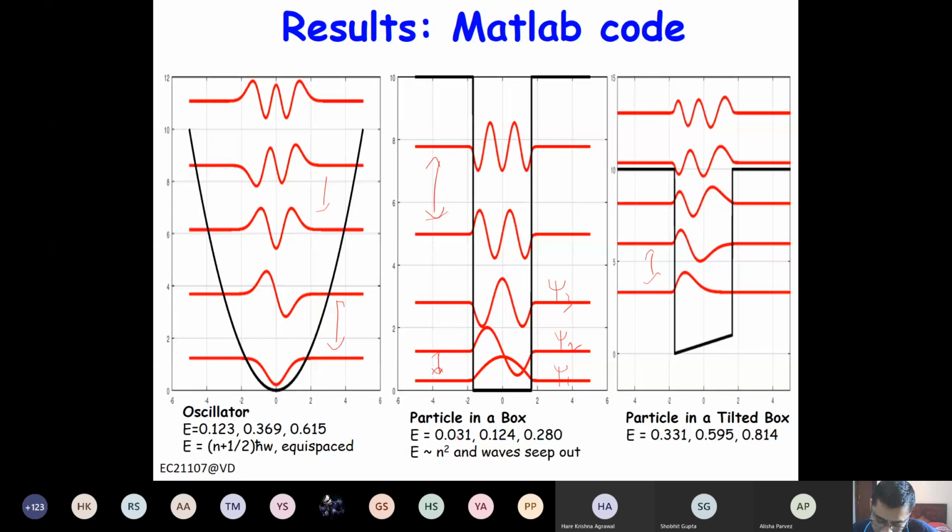And here you have E1 0.031, E2 0.124, and they are basically n square. So 1 is this. Then if you multiply this by 4, 4 times 3 is 12, so 0.124. Then you multiply by 9, 9 times 3 is 27, right? So around 0.28 you get. So those things you can basically solve, the Schrodinger equation for any arbitrary potential. So with this I will close the lecture. If you have any question you can ask me.